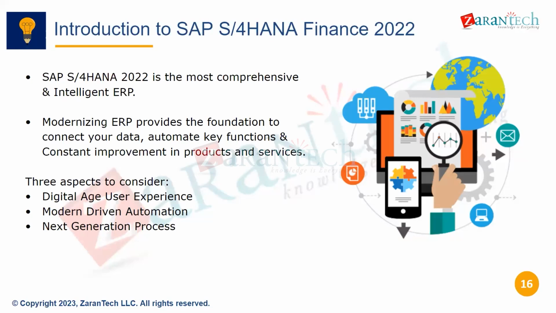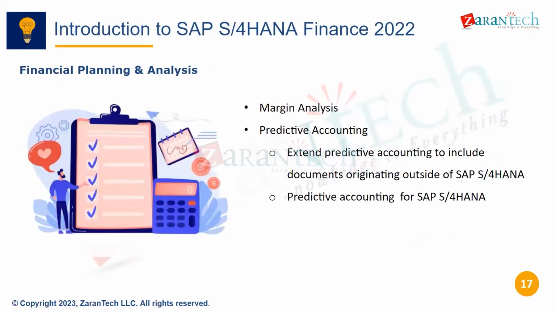The next generation process, I mean the latest IoT and modern technologies, are used in S4HANA, which uses next generation technologies. So in 2022, the financial planning contains the margin analysis, which we call profitability analysis, or controlling profitability analysis in the previous versions. The same name continued until the earlier versions of S4HANA, but I think from the 2020 version, the naming has been changed to margin analysis.